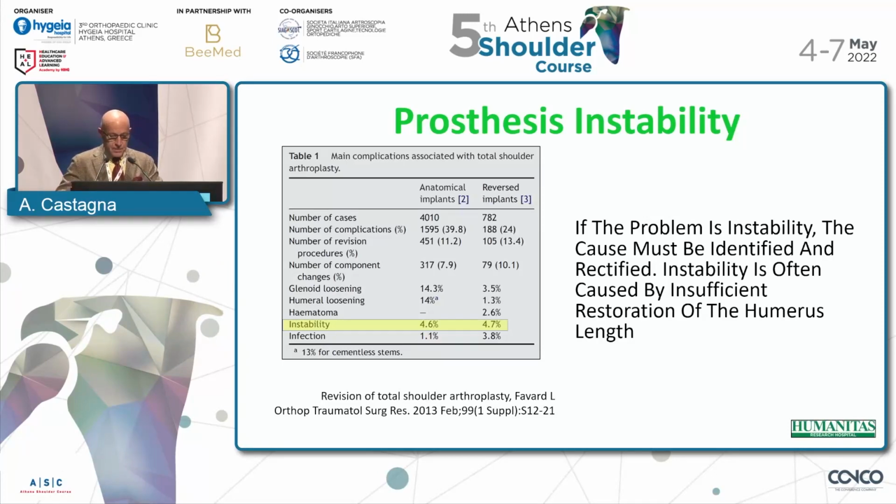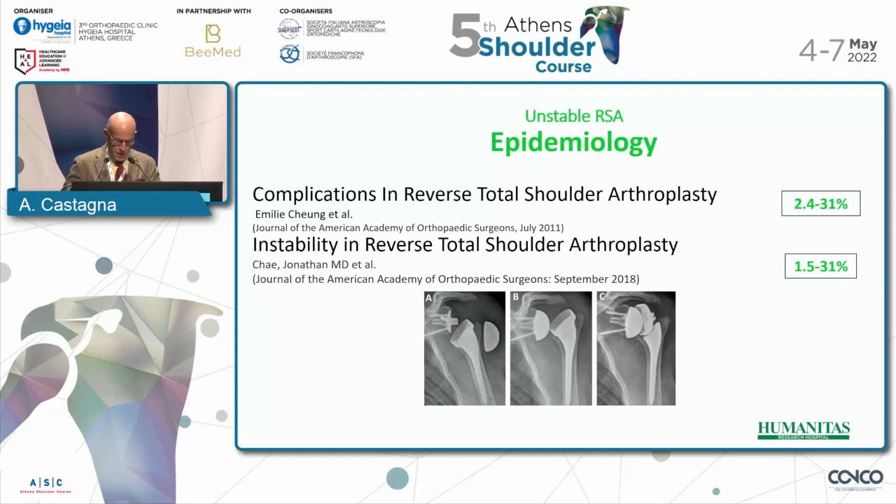Prosthesis instability is something that may happen, and you see that overall it is about the same between anatomical implants and reverse. It is 4.6, 4.7, 5%, let's say. The complication rate in reverse total shoulder arthroplasty ranges from 2.4 to 31%, and instability in reverse is ranging the same amount, more or less.